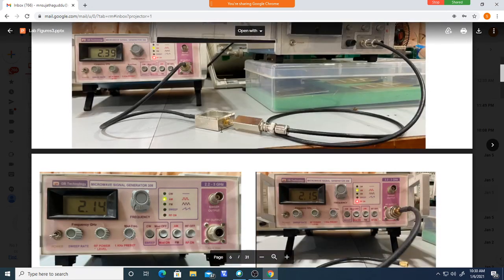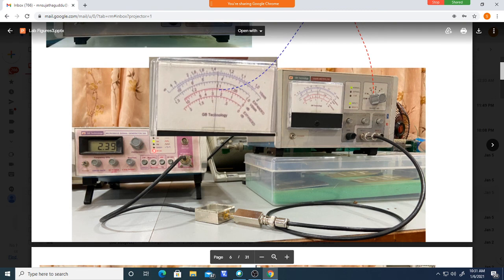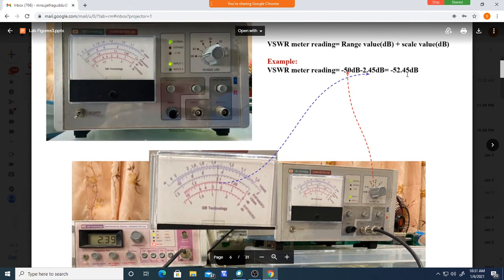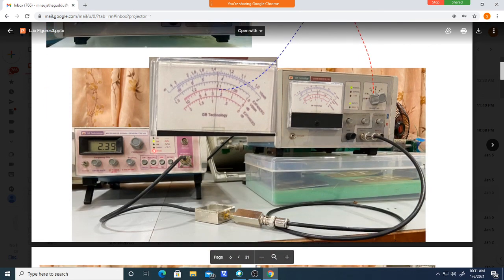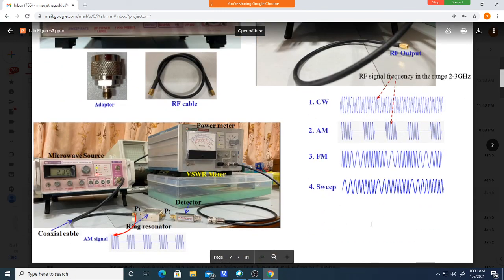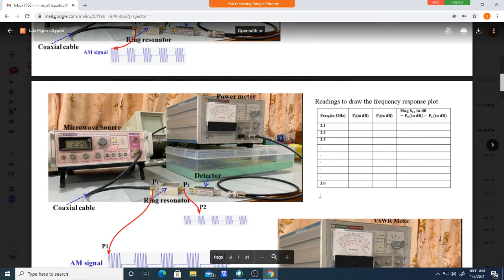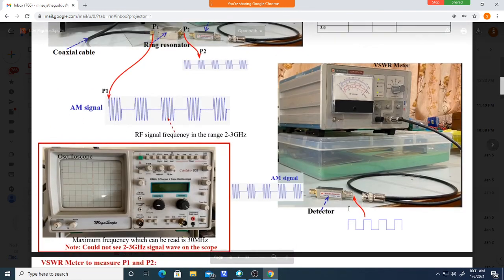This is the output coming after passing through the ring resonator. You see, this is the ring resonator I have connected. After passing the AM signal through the ring resonator, our power P2 at 2.39 gigahertz is minus 52.45 dB. So like that you can read from the VSWR meter. This is about this second equipment. These are the main two equipments we are using. This is about your laboratory.